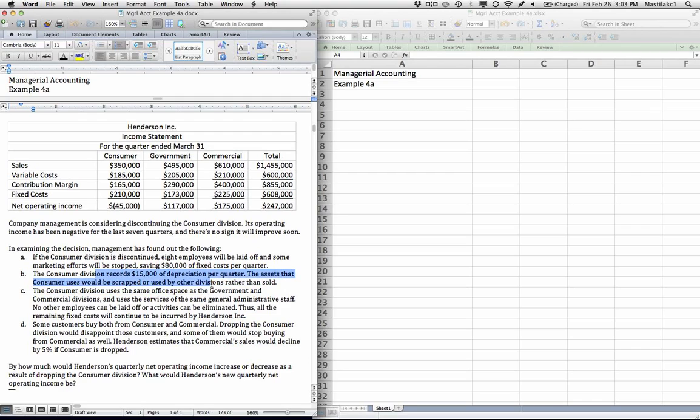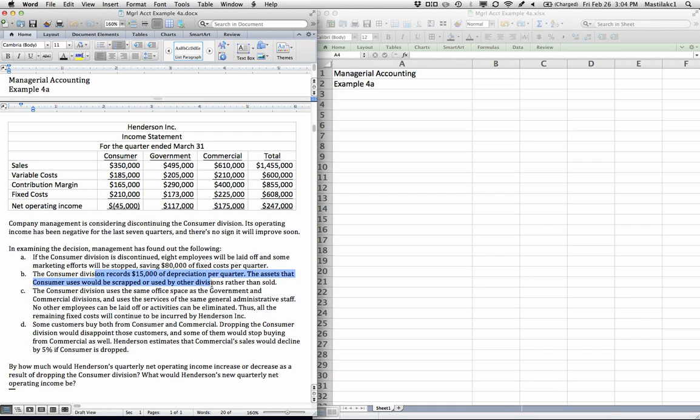Another portion of our fixed cost is depreciation. And these are assets that we've bought. Remember what depreciation is. Depreciation is allocating the purchase price of an asset over the period of time that the asset is going to be used. The cost that we're depreciating is actually a sunk cost. We incurred that cost a long time ago when we purchased the asset. So we can't go back and undo that.